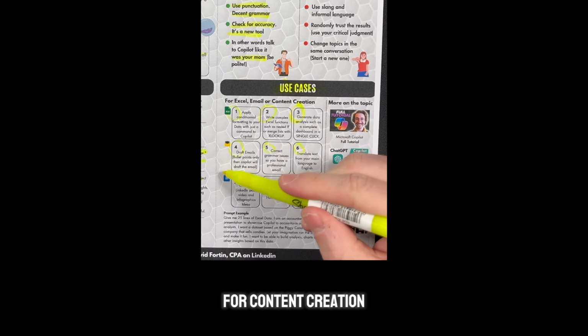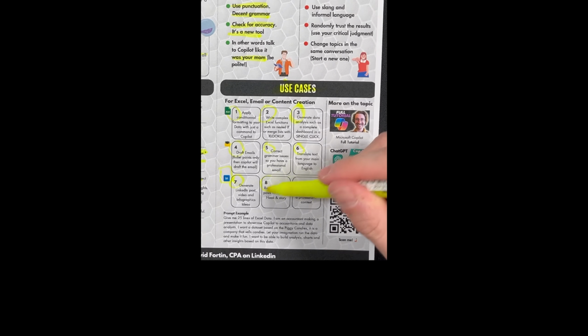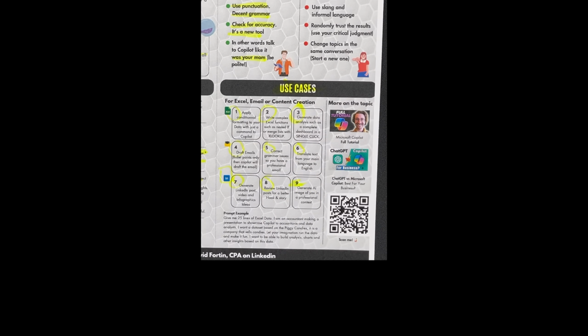For content creation, number 7, generate LinkedIn posts, videos, and infographic ideas. Number 8, review LinkedIn posts for a better hook and story. Number 9, generate AI image of you in a professional context.